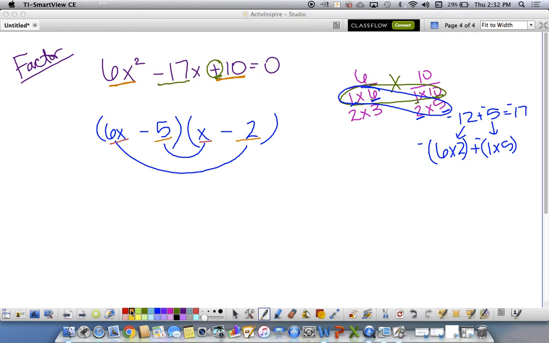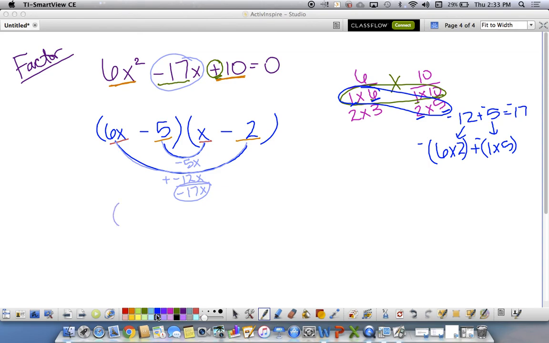Okay? Next, let's try the inside. So negative 5 times x is negative 5x. And then the outside, 6x times negative 2 gives me a negative 12x. And when I add those two together, I get a negative 17x, and that is my middle term. Okay? It works. I have factored correctly. You should never get a factoring problem wrong because you can always check it.